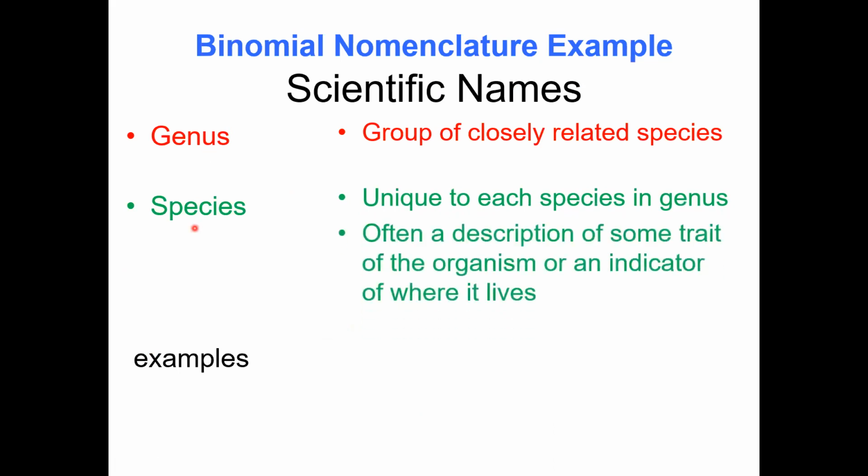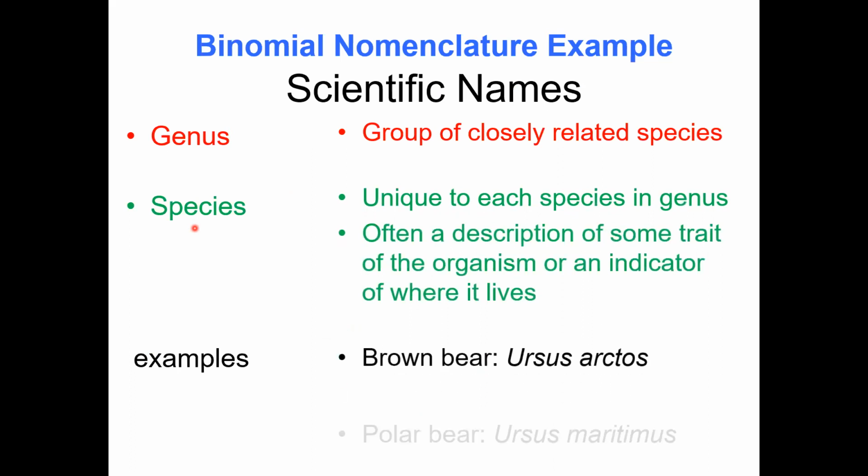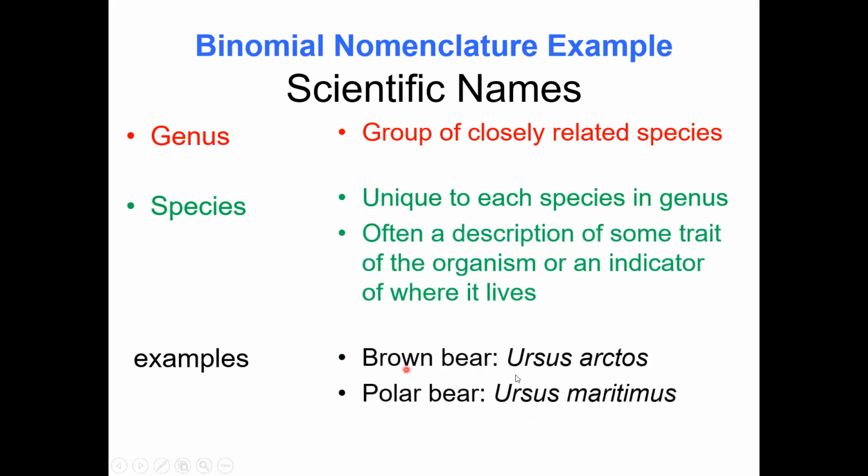You can see the example that the brown bear is known as Ursus arctos, and the polar bear is known as Ursus maritimus. So Ursus is the genus name and arctos or maritimus is the species name. So the genus name is common in those.